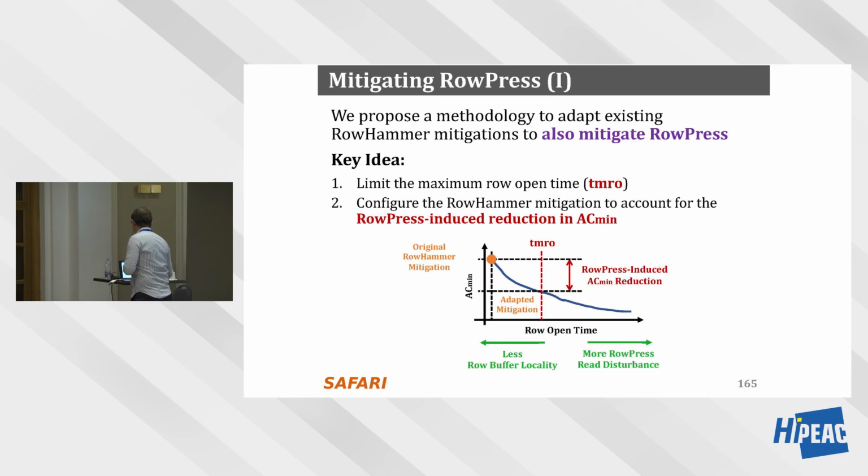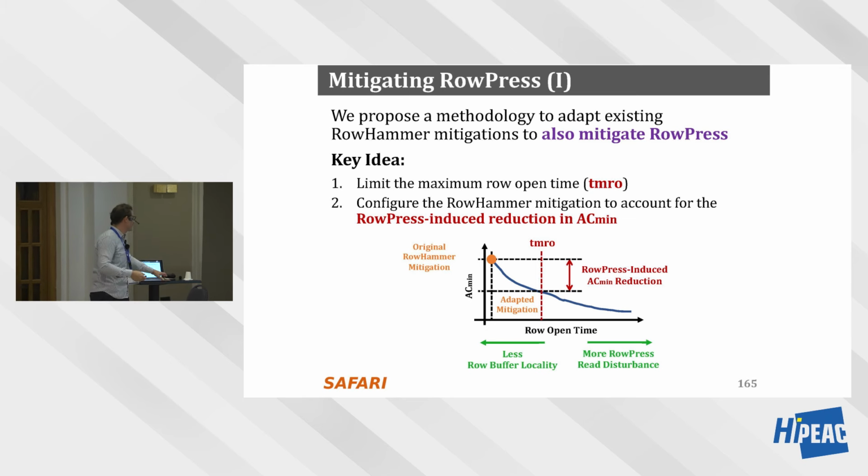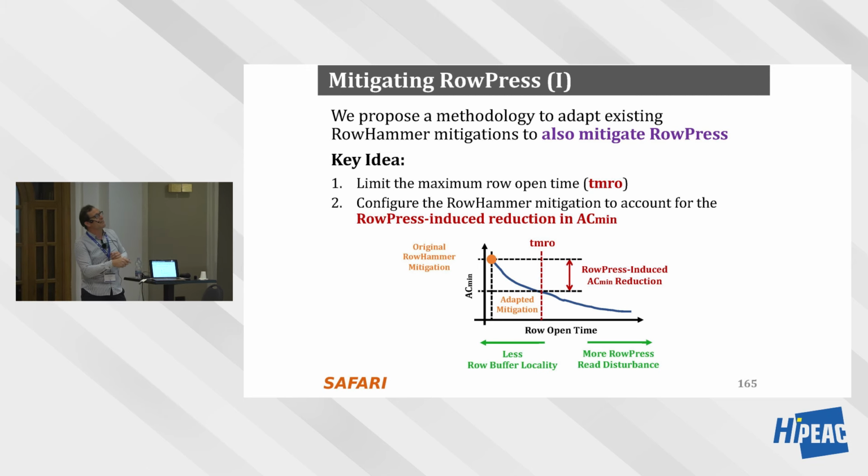Okay, so how do you mitigate this? Very quickly, the key idea, well, there are many types of mitigations that you can have. You can change the DRAM. We talk about some of those mitigations. Or you can change your Rowhammer mitigations. I think you need to limit the maximum row open time so that you can exploit row buffer locality a little bit, but not destroy row buffer locality completely.